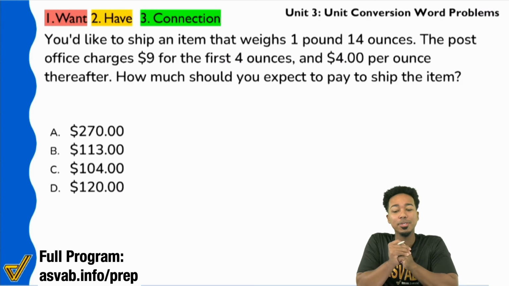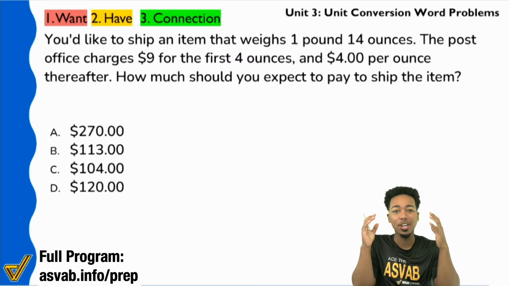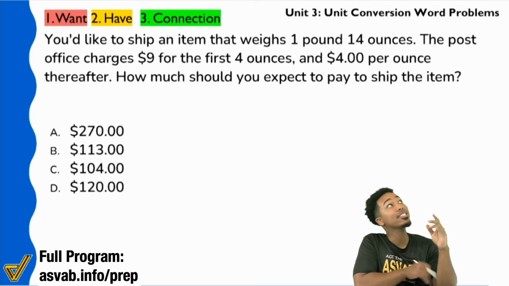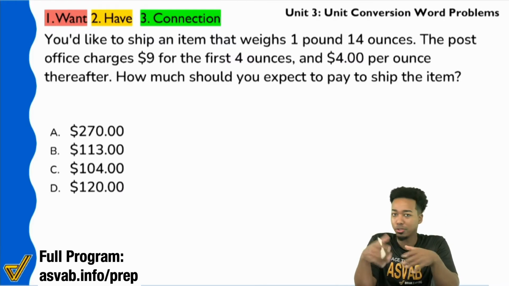And here's example number 2. Now, if you notice, we're going into a new unit for the arithmetic reasoning. This is unit 3, unit conversion word problems, just like the previous question.